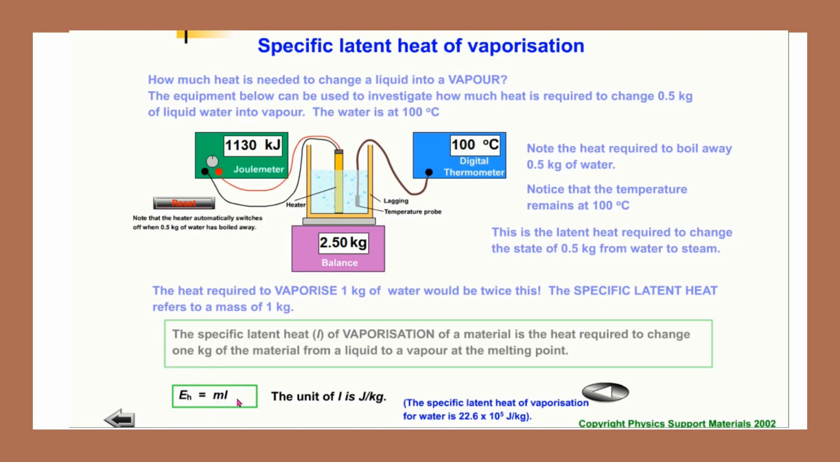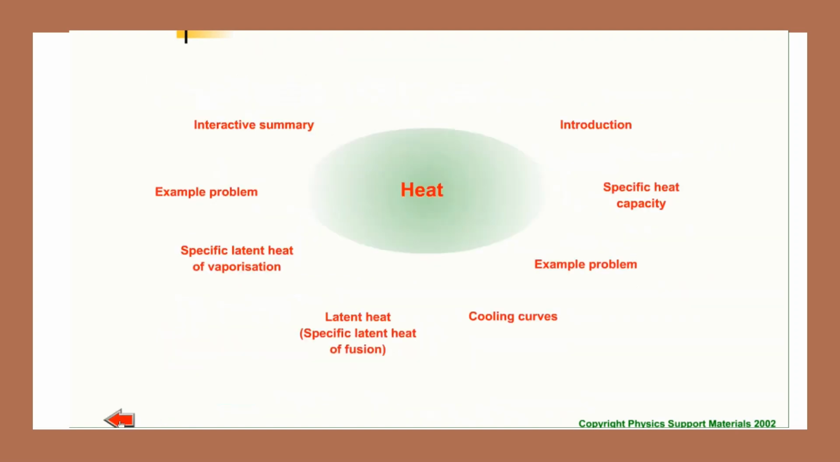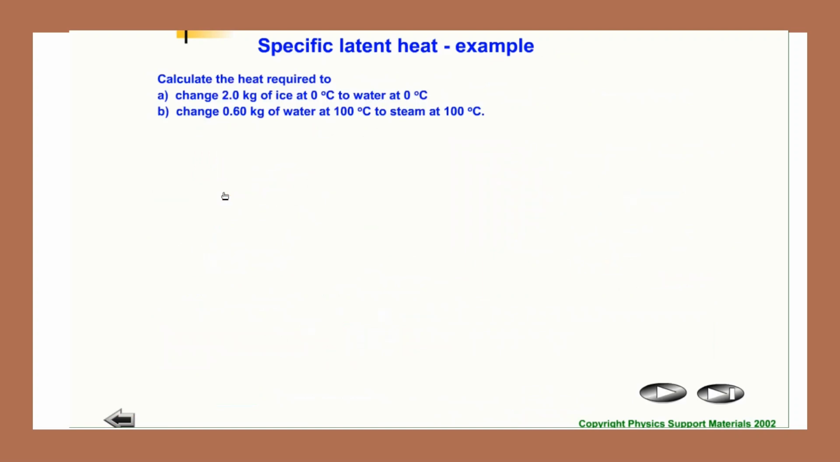So you can either use this as the formula for both of those equations, or you can put the little v and the little f to show you whether it's specific latent heat of vaporization or specific latent heat of fusion. You'll find the values for this in your data sheet on page 2 of the exam paper. So here's an example that we've got. Calculate the heat required to change 2 kilograms of ice at 0 degrees Celsius to water at 0 degrees Celsius.